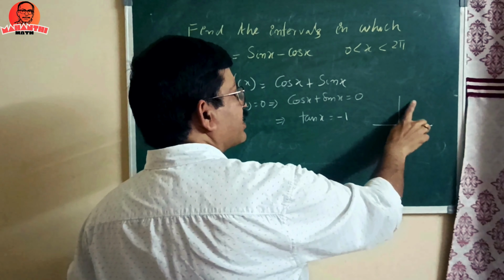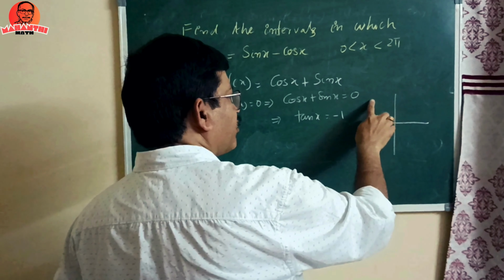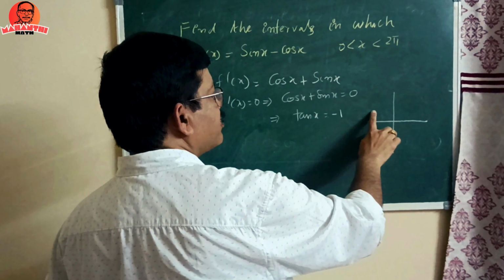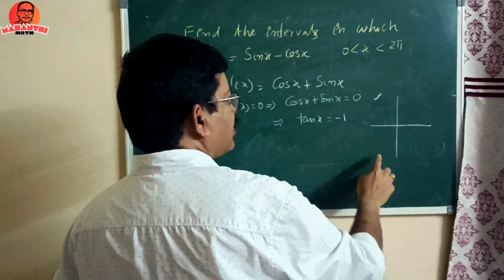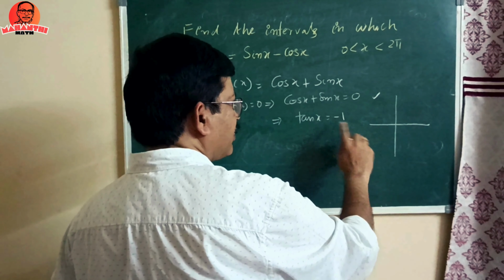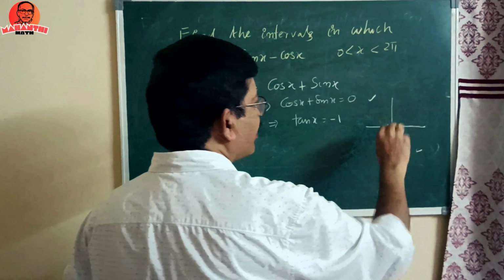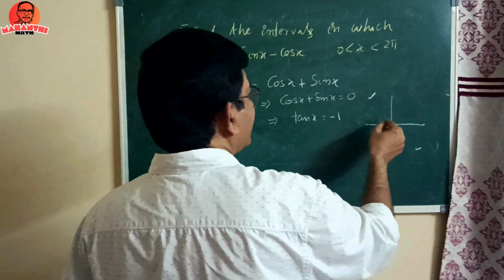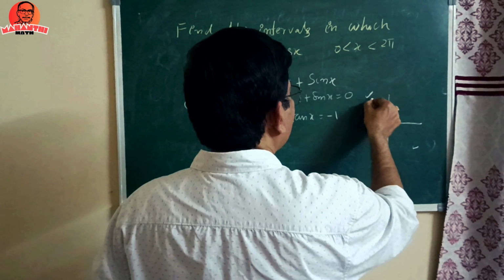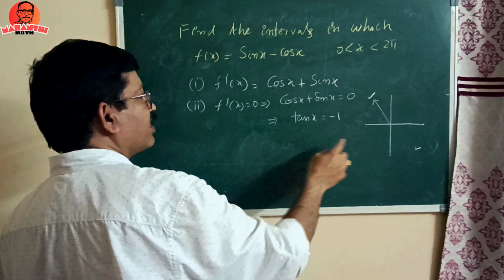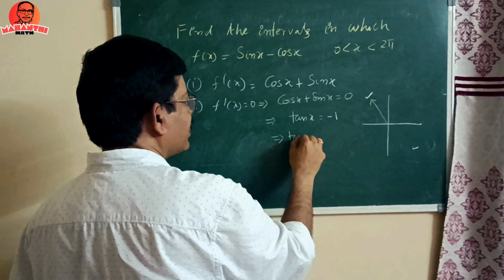Here all trigonometric functions are positive. Here only sine and cosecant are positive, so tan is negative. Here tan is positive, so minus 1 will not come. Again tan is negative here, so in this we have to see that. Here 135 degrees you take, that is 3 pi by 4. Tan 3 pi by 4 equal to minus 1.